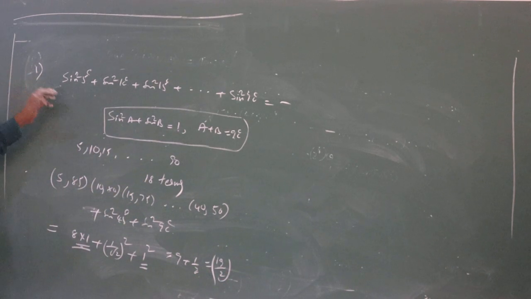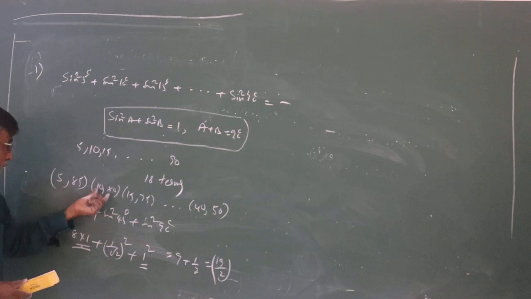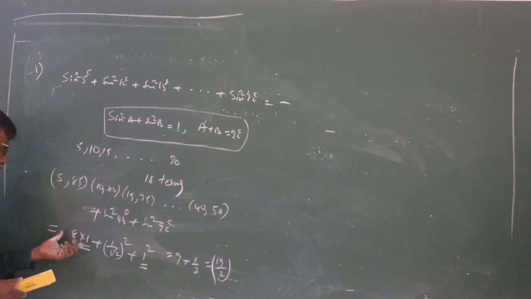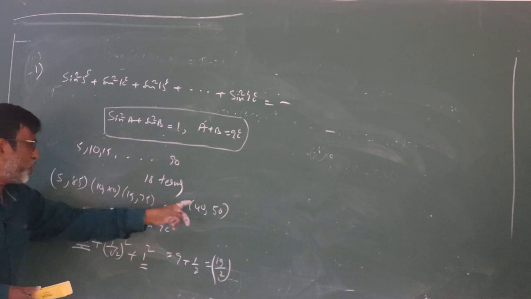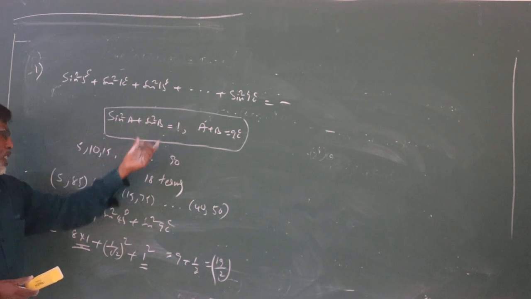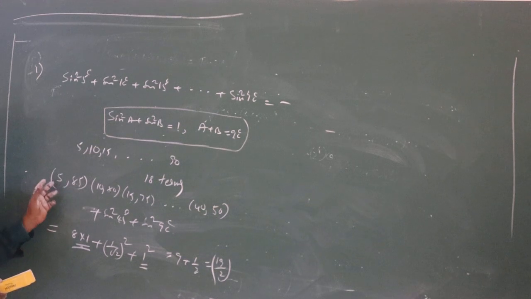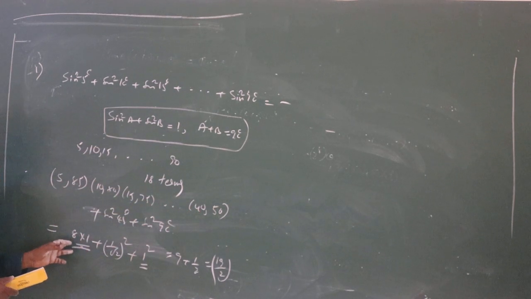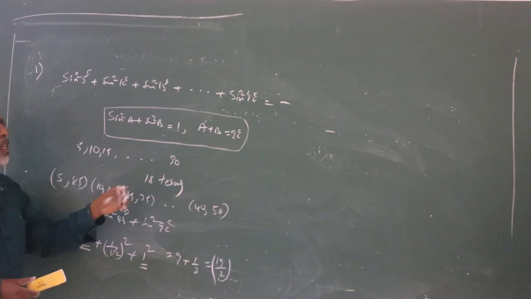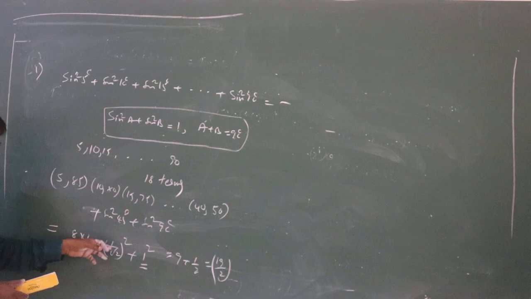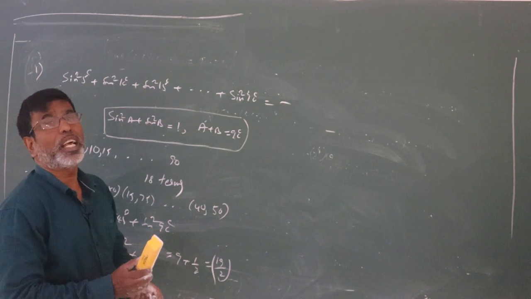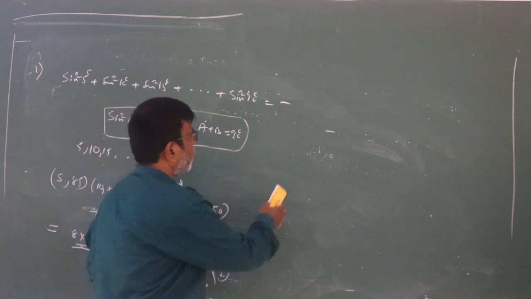So here 5, 85 in one bracket, 10, 80 in one bracket, 15, 75 in one bracket, up to 40, 50 in one bracket. That is 16 terms. Sine square 45 has no pair, and sine square 90 also has no pair. These 8 pairs, according to the formula sine square A plus sine square B equals 1 when A plus B equals 90 degrees, give 8 into 1, plus 1 by root 2 whole square, plus 1 square, that is 8 plus 1 by 2 plus 1. We will get 19 by 2.